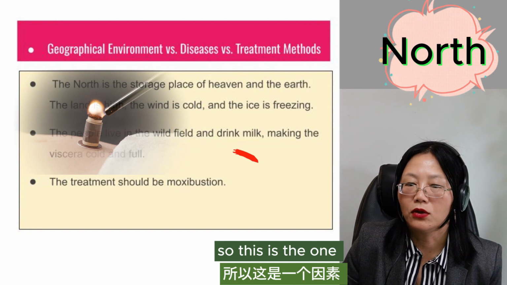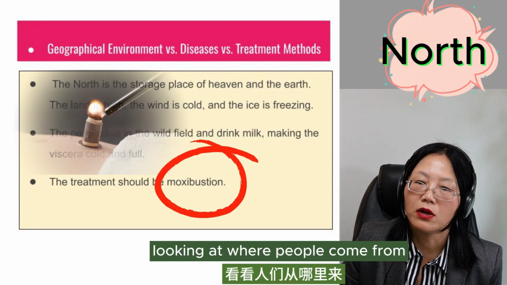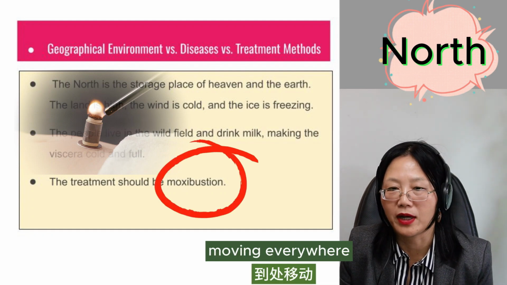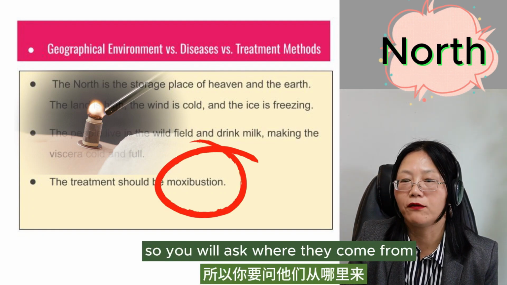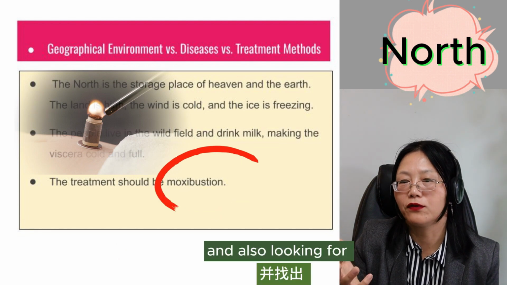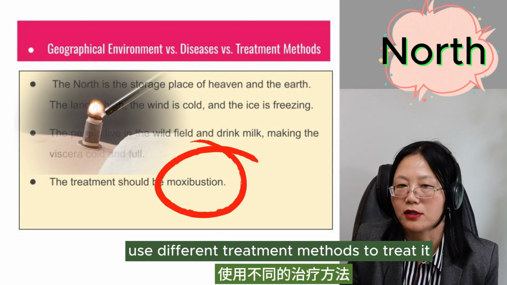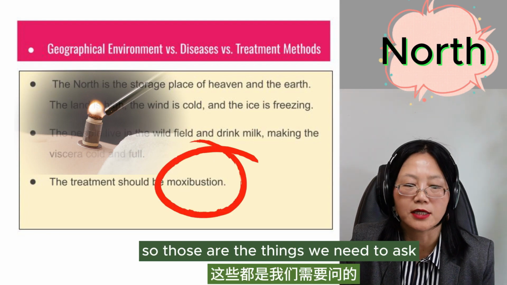This is one reason to look at where people come from. People are so flexible now, with air flights moving everywhere, so you will ask where they come from, and also look at what kind of disease they have, and use different treatment methods to treat it. Those are the things we need to ask.